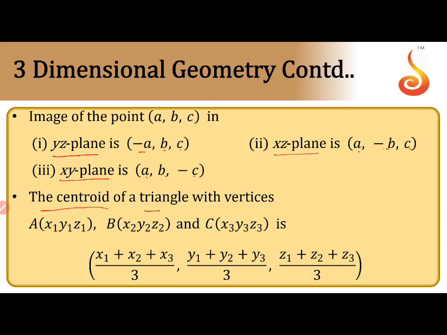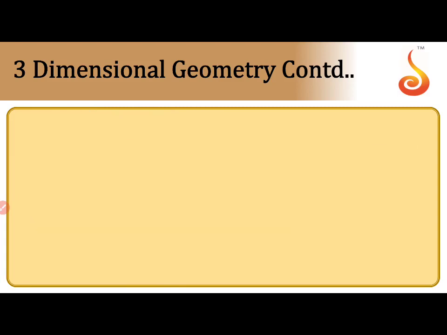Next, the centroid of a triangle with vertices A(x1, y1, z1), B(x2, y2, z2), C(x3, y3, z3). Then the centroid G equals ((x1 plus x2 plus x3) by 3, (y1 plus y2 plus y3) by 3, (z1 plus z2 plus z3) by 3). So these are the centroid coordinates of a triangle whose vertices are given.